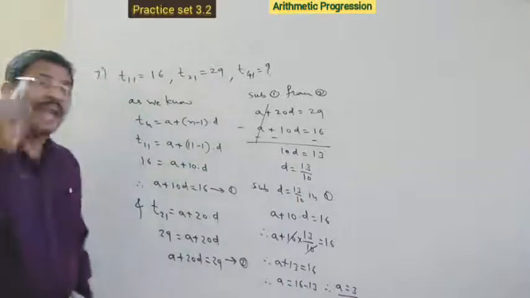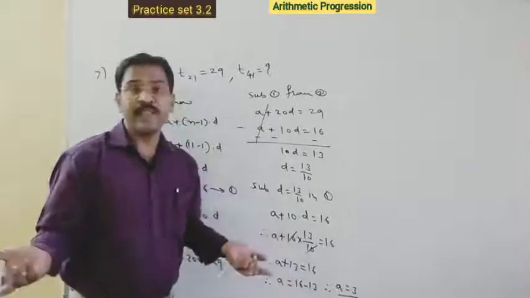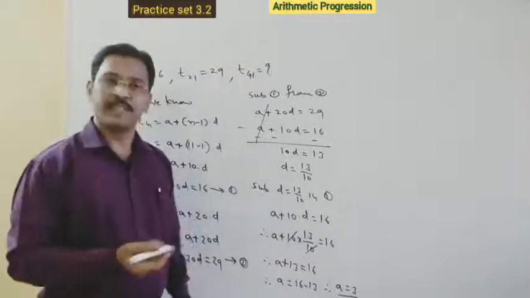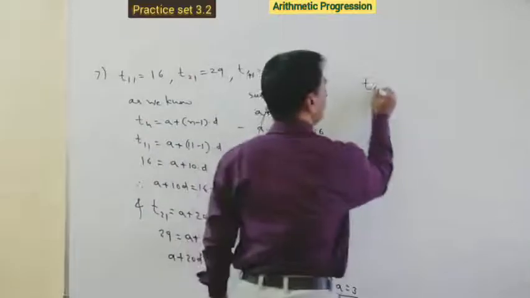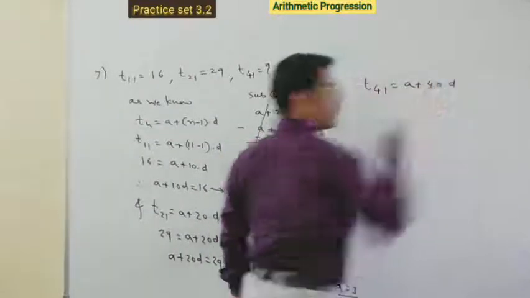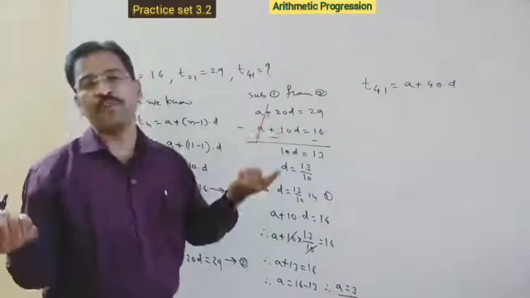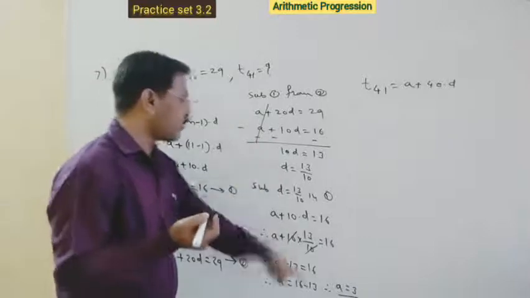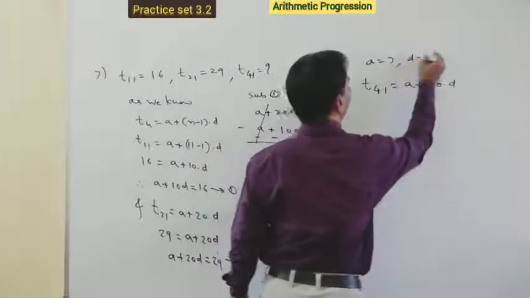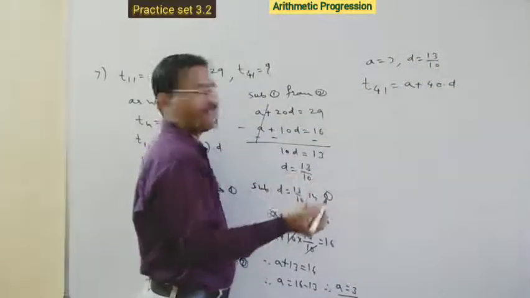After getting a and d both, it is very easy to find any term. What do we need? The 41st term. So T41 is equal to a plus, may I write 40d? Is it okay? Why? Because it is n minus 1. What is n? 41, so 41 minus 1 is 40. I'll put both a and d now: a is equal to 3 and d is equal to 13 upon 10, to get the 41st term.